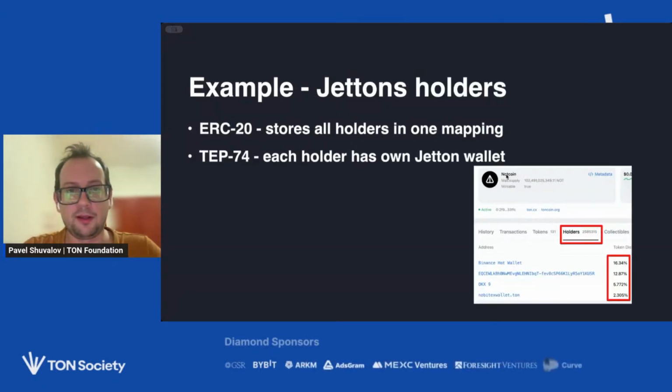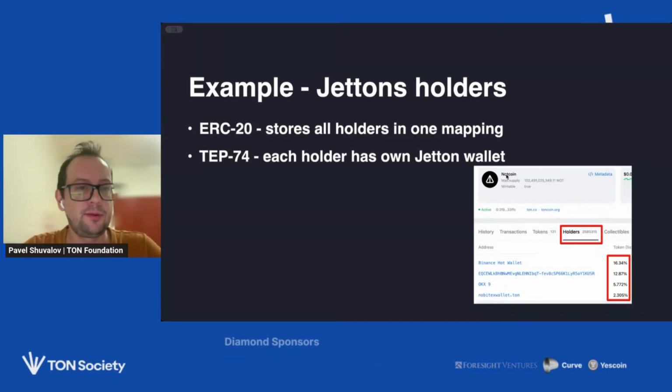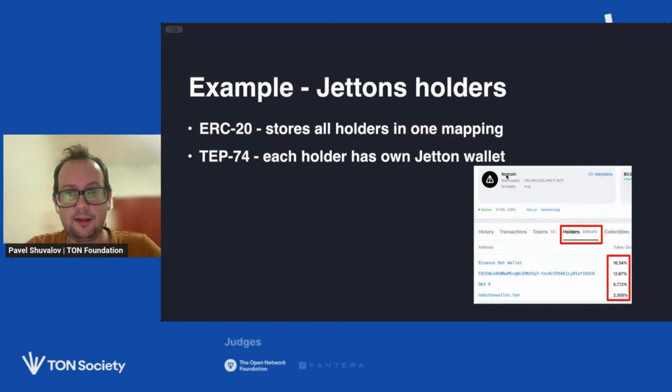I will show some examples. For example, Jettons. On TON, we have the Jetton standard TEP-74. It is like ERC-20 in the EVM world, but it is a bit different.